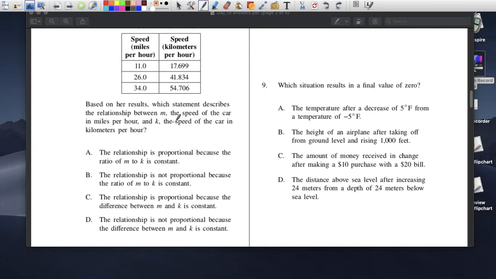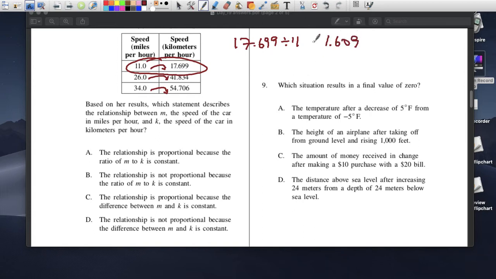Oh, sorry, ignore what I just said. So the speed of the car, based on the results, which statement describes the relationship between m, the speed of the car in miles per hour, and k, the speed of the car in kilometers per hour? So let's see if it's proportional. What you can do is see if they are being multiplied by the same number. If so, it's proportional. So let's take the first one and divide. In your calculator, divide that by 11 and see what you get. 17.699 divided by 11, and we get 1.609.